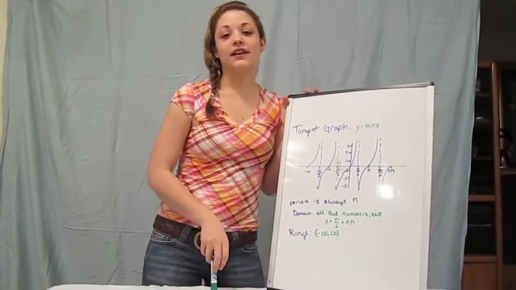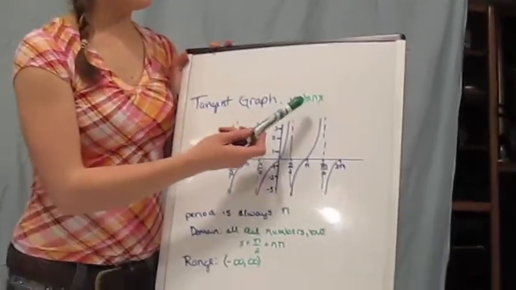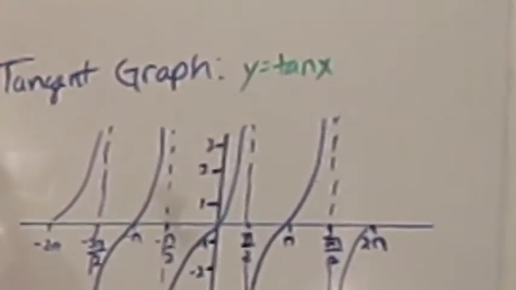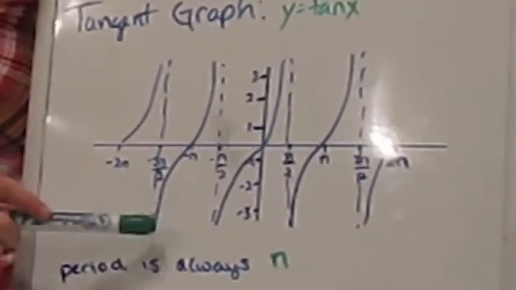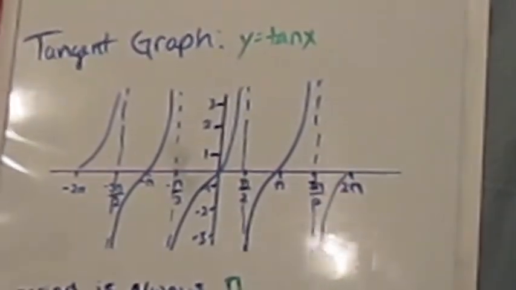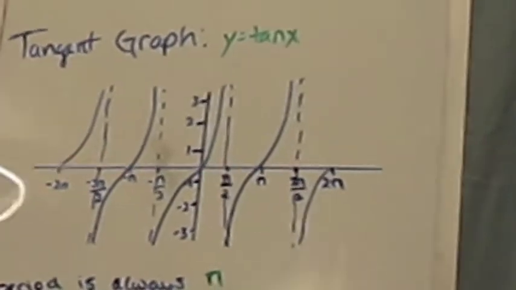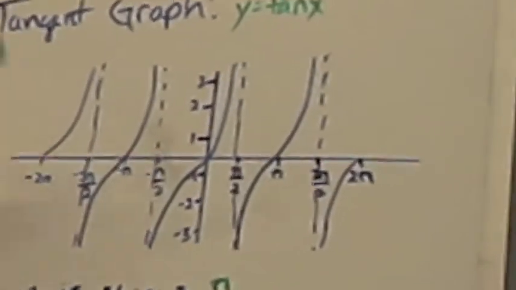The next graph we're going to learn about is the tangent graph. So we're looking at y equals tangent of x. As you can see here, they're basically just these little lines going all the way up or down because the range is negative infinity to infinity. It also goes through the origin, remember that.